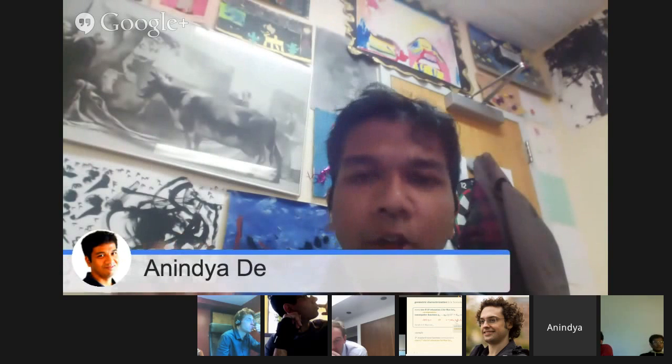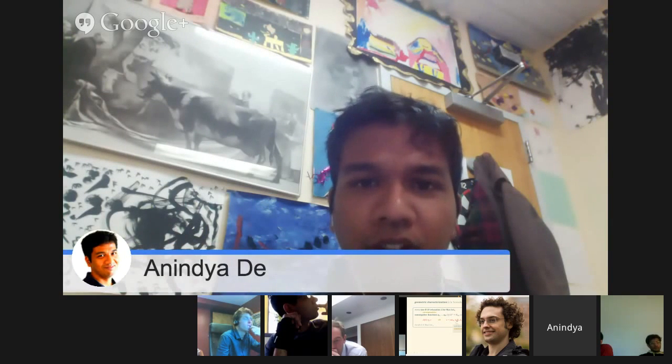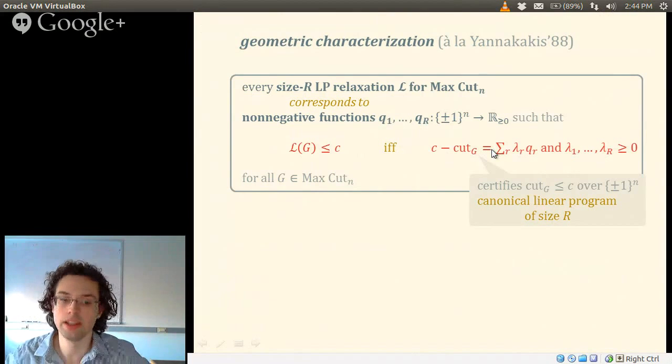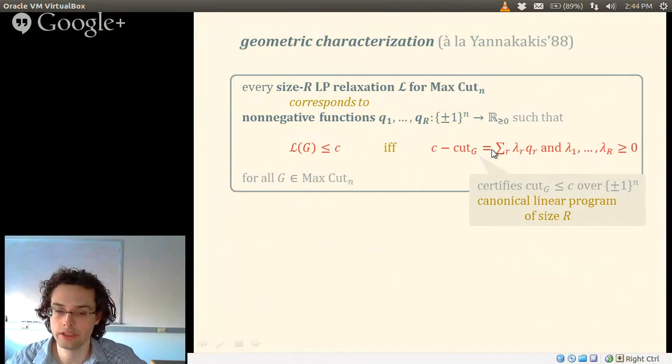So in this setting, Q1 to QR are independent of the instance, but lambda 1 to lambda R are the things which will depend on G. Q1 up to QR, in some sense, encode the polytope and the linearization of the vectors. So another way of thinking about it is that there's a canonical linearization corresponding to every problem.